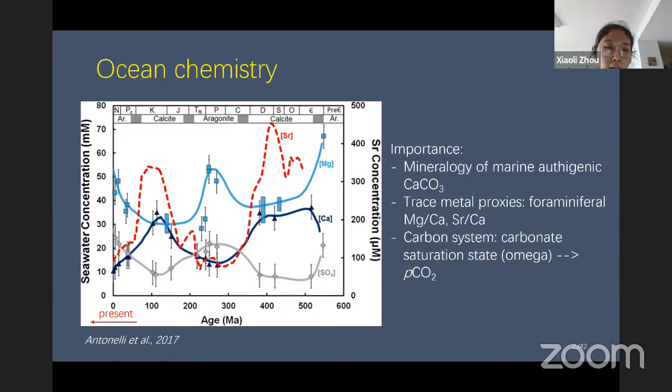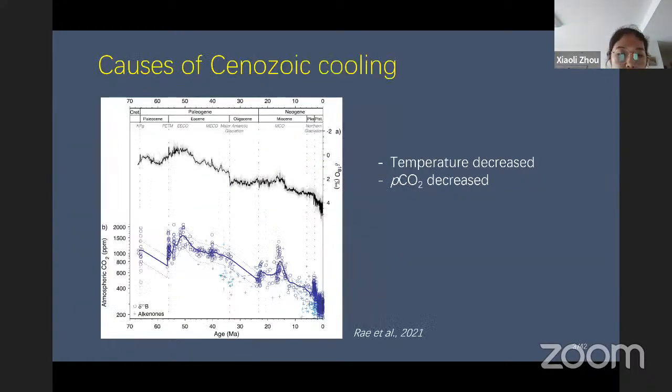Other than that, ocean chemistry also affects many trace metal proxies based on foraminifera, such as magnesium calcium ratio, strontium calcium ratio, etc. And lastly, but also very important, ocean chemistry also affects the carbon system, which includes the carbonate saturation state, or omega, which is tightly coupled to the atmospheric pCO2. This is for the whole Phanerozoic, but this talk will only focus on the Cenozoic.